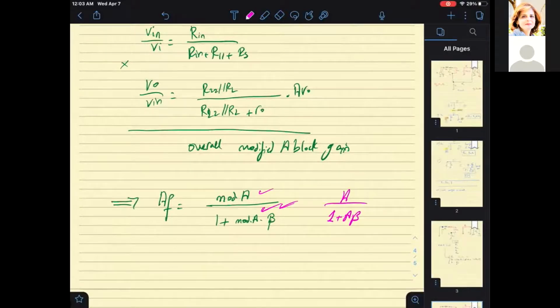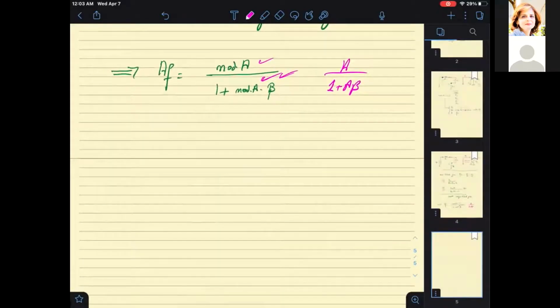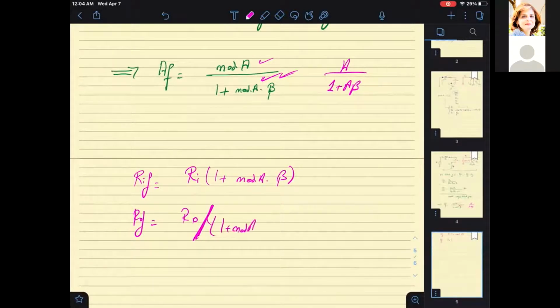And now, as far as the Af amplifier, I can also find Rif. It's equal to Ri of the modified A times 1 plus the modified A gain times beta, and Rof is equal to Ro divided by 1 plus the modified A gain times beta. So I can derive Rof and Rif from the respective modified A. These all correspond to the modified A circuit, the Ri and the Ro.